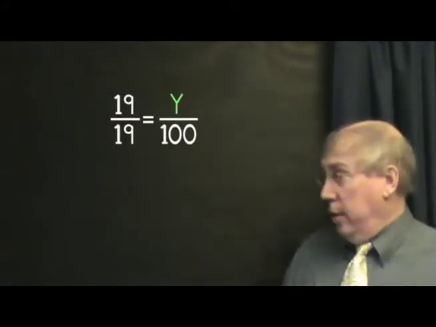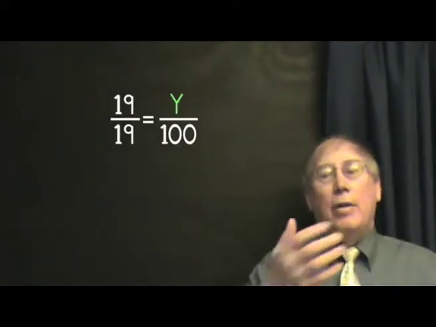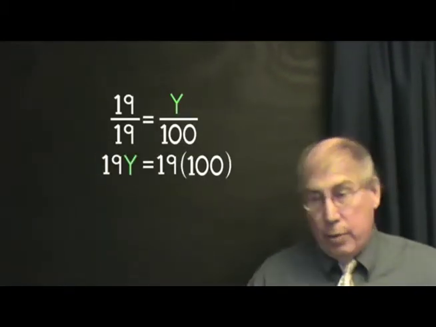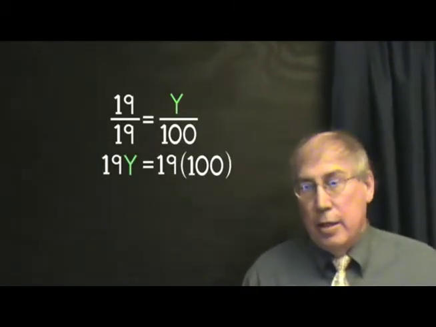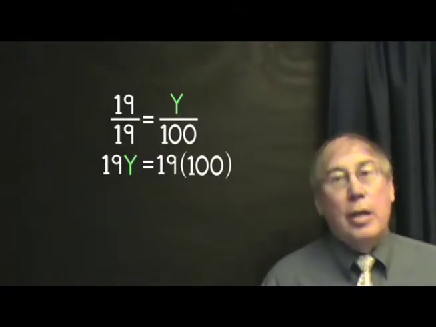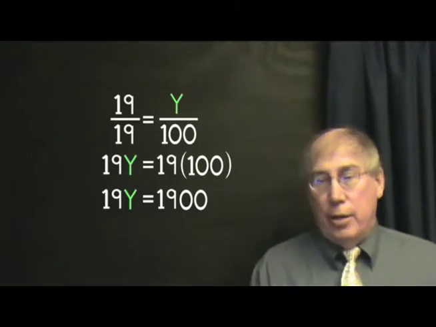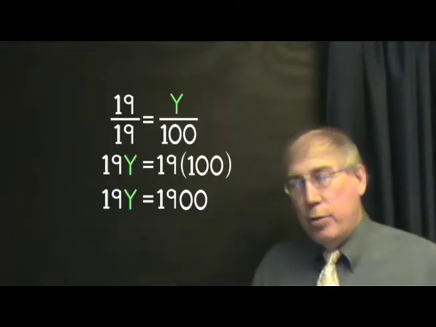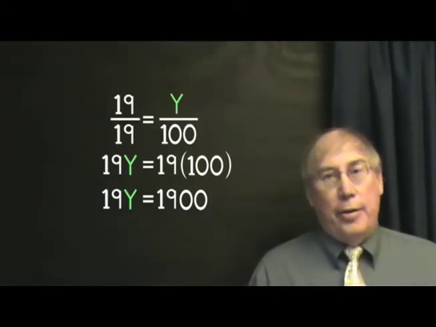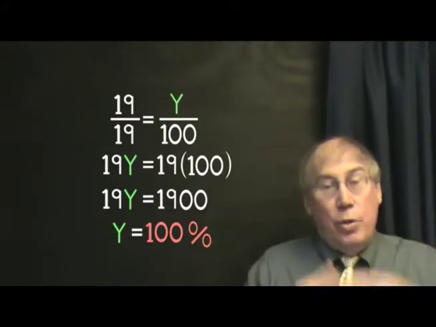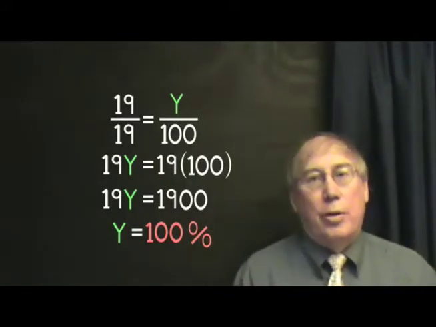Now this one here, let's suppose that we have 19 out of 19. What percent is that? Well, set it equal to y over 100. Cross multiply, you get 19y equals 1900. Divide 19 into 1900, and you should get 100%, because if you have 19 out of 19, you have all of 19, which is 100%.